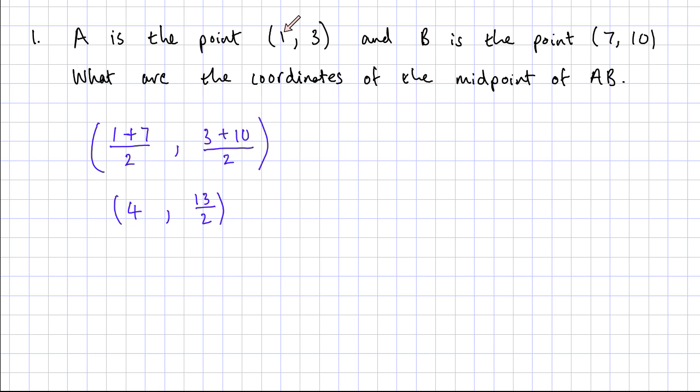So I have 1 and 7. Now there's 6 numbers between 1 and 7. So if I go 3 more than 1, that will get me the midpoint, and 3 more than 1 is 4. And here, between 3 and 10, there's 7 numbers. So I need to go 3.5 more than 3. And that's going to be 6.5, which is 13 over 2.